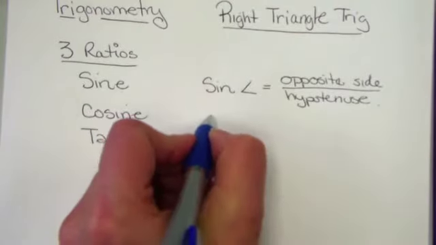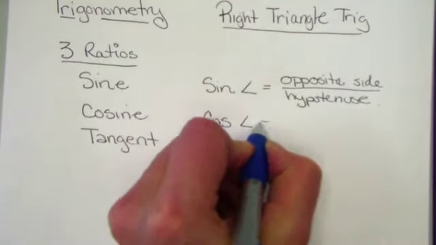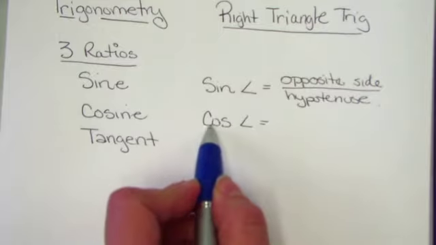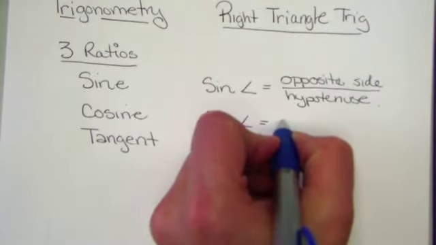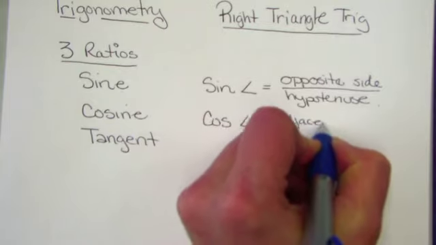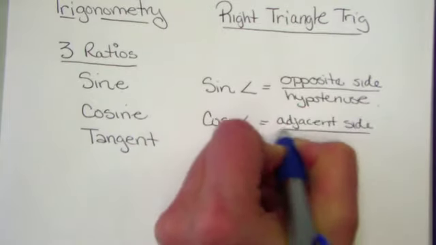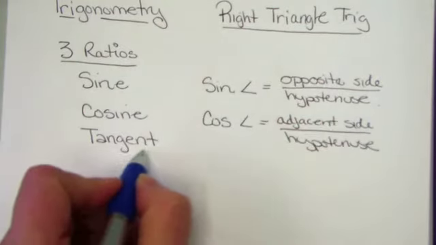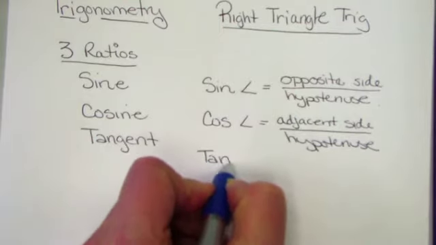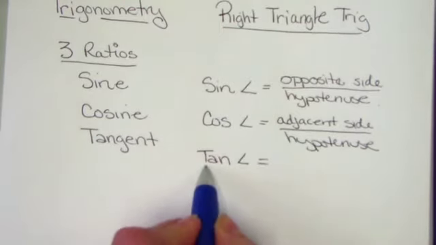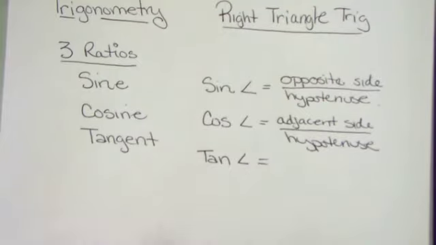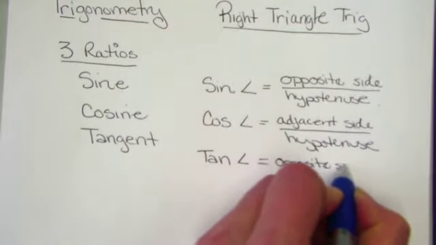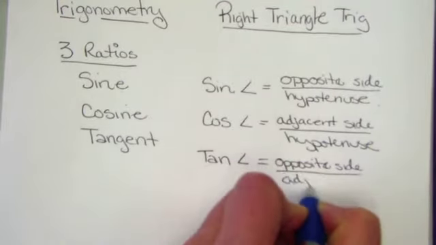Next we have cosine, abbreviated C-O-S. Again, you would read this as cosine, not cos. The cosine of an angle is equal to the ratio of the adjacent side over the hypotenuse. And finally, tangent, abbreviated T-A-N. You would read this as tangent, not tan. The tangent of an angle is equal to the ratio of the opposite side over the adjacent side.